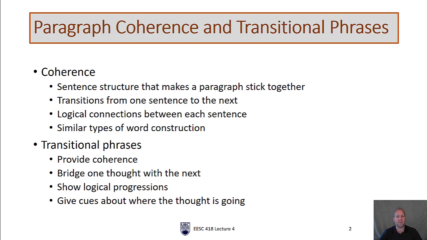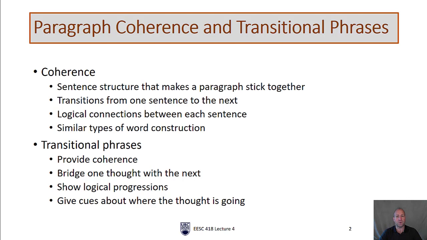Well, coherence is the overall effect or the overall structure that we're looking for. Transitional phrases are a tool or a type of word that we will use to achieve that. So coherence includes transitional phrases and parallel structure and a number of other topics that we'll be talking about soon. But today in this lecture, we're just talking about transitional phrases. So first, let's start with coherence.